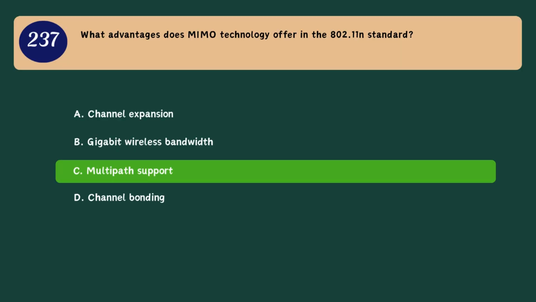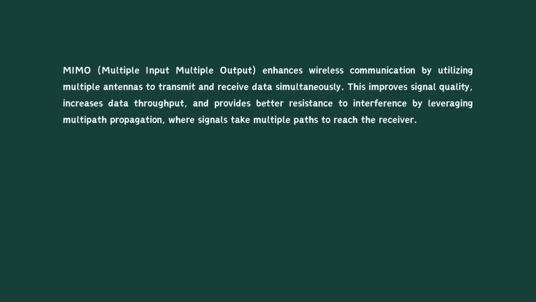Correct answer: C. Multi-path support. MIMO, multiple input, multiple output, enhances wireless communication by utilizing multiple antennas to transmit and receive data simultaneously. This improves signal quality, increases data throughput, and provides better resistance to interference by leveraging multipath propagation, where signals take multiple paths to reach the receiver.